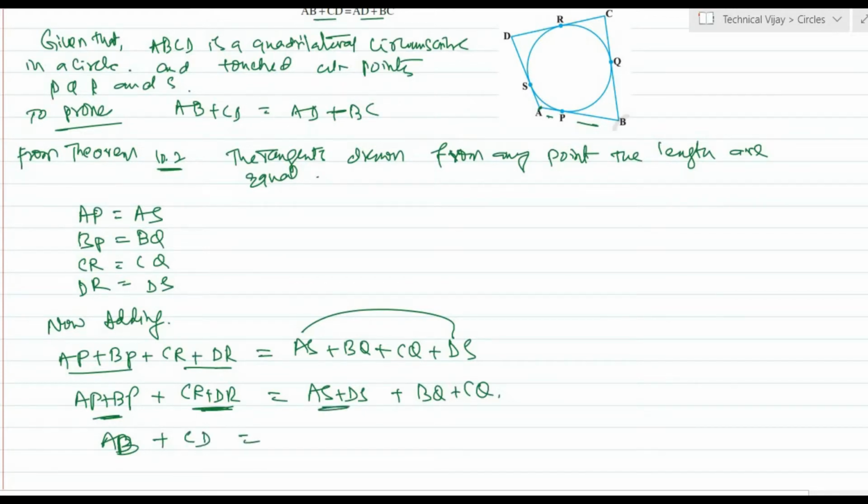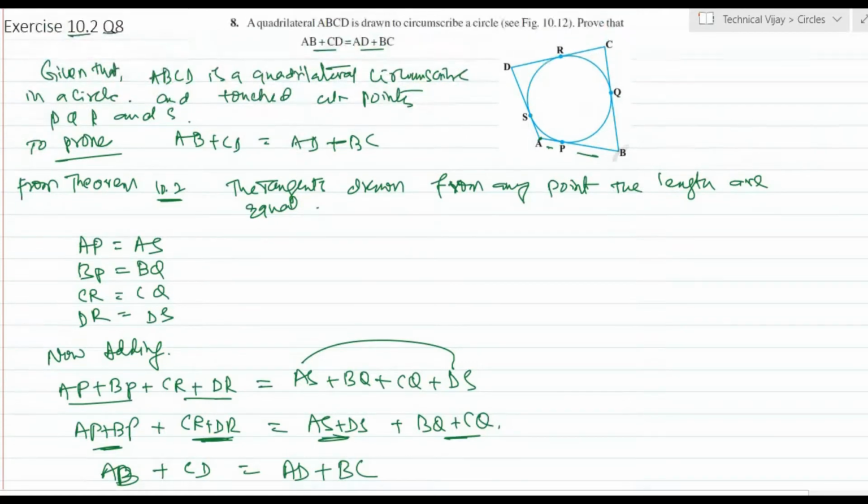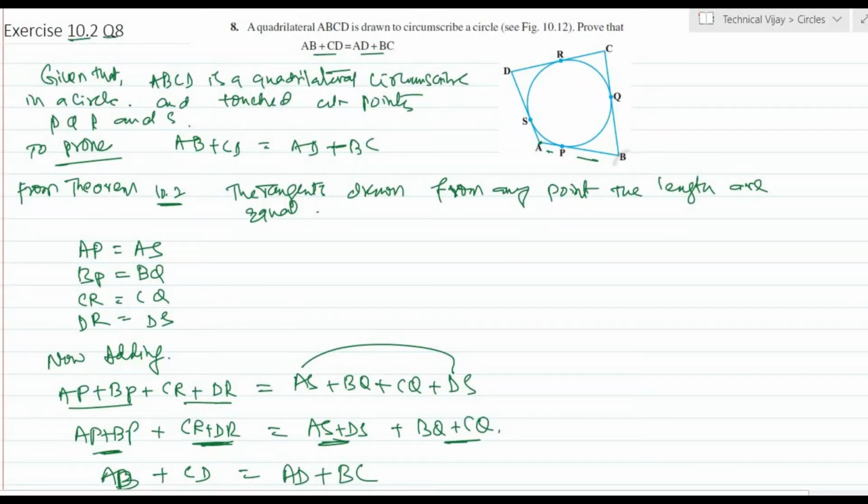Which is equal to AS plus DS, that is AD, plus BQ plus CQ, and BQ plus CQ is equal to BC. This is what we wanted to prove. So AB plus CD is equal to AD plus BC. So this is what we have proved.